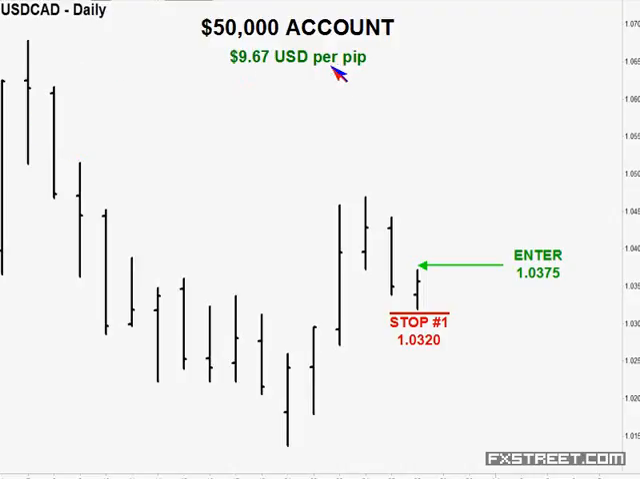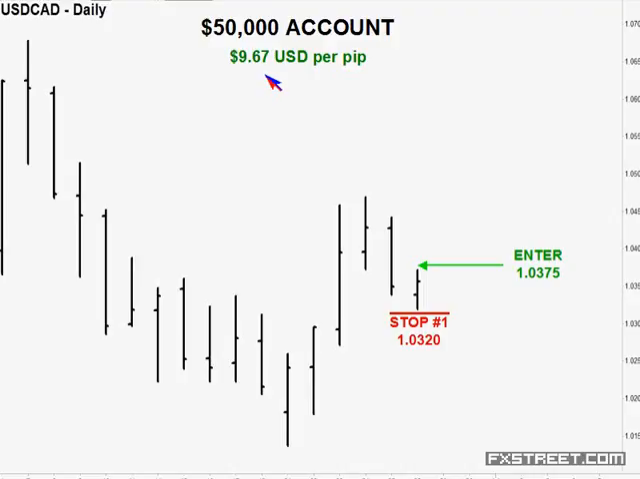Okay, so here's your little information about what each pip is worth. If we entered at 1.0375 and got stopped out at 1.0320, how many pips do we lose, and then we simply multiply that amount of pips by this. All right. Now, since we know what our 2% is, and how much we're willing to risk per our account, and now we know how many pips we lose, we have all the information we need here. How many lots can we be trading? Are you able to figure that out?